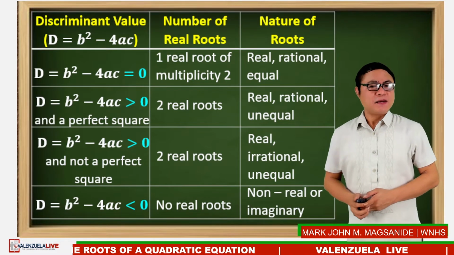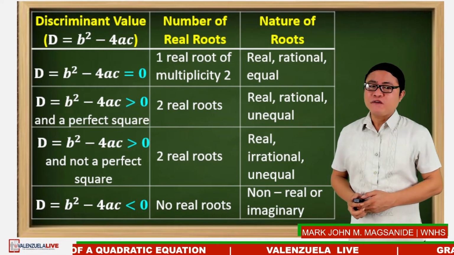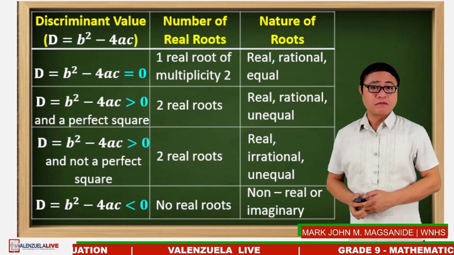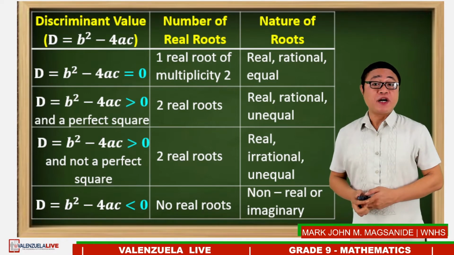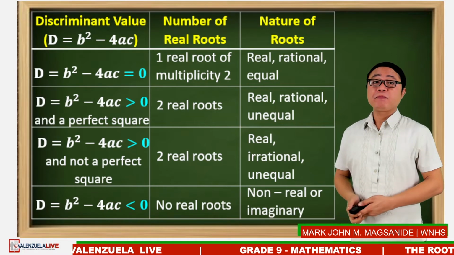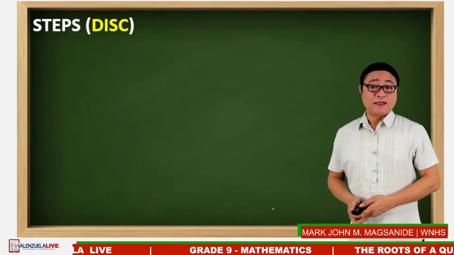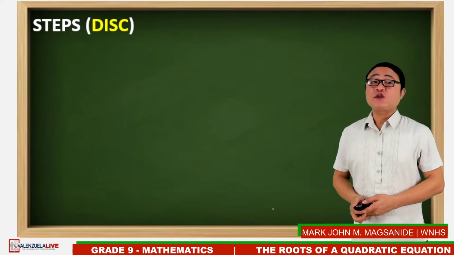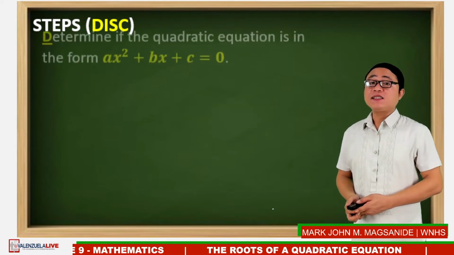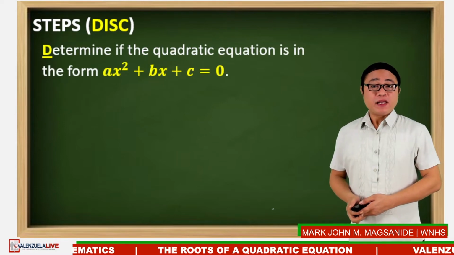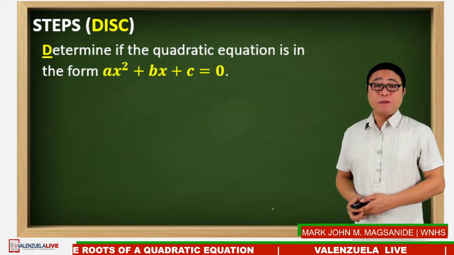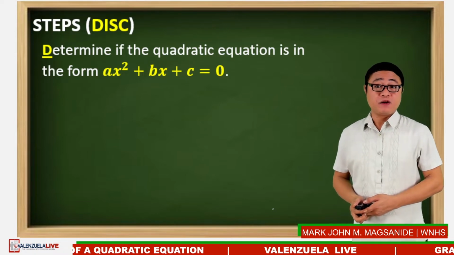So what are the steps to determine the number of real roots and nature of roots of a quadratic equation? You must remember the acronym DISC, which is also the first four letters of the word discriminant. D stands for determine if the quadratic equation is in standard form, ax squared plus bx plus c is equal to 0.